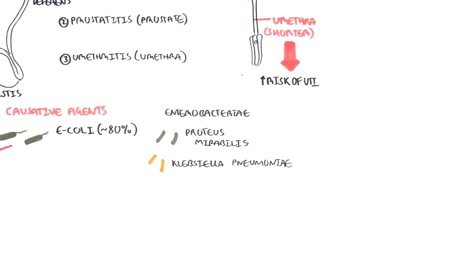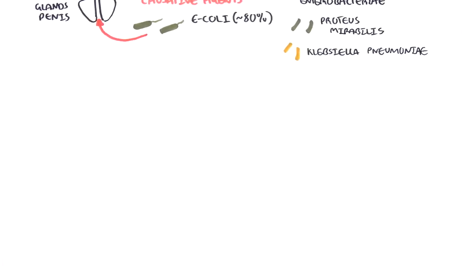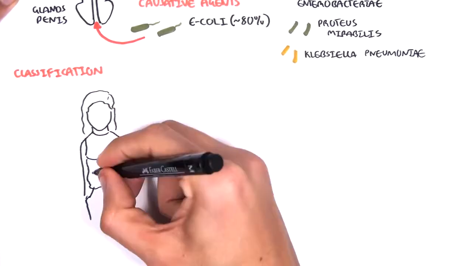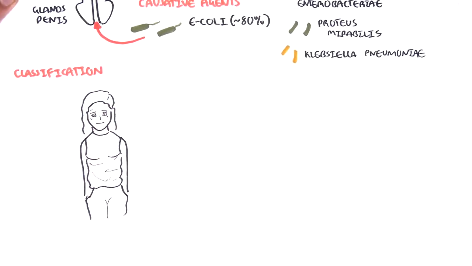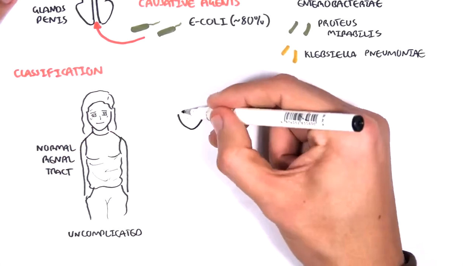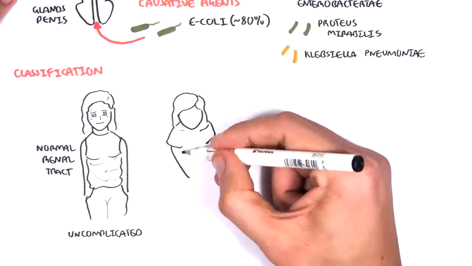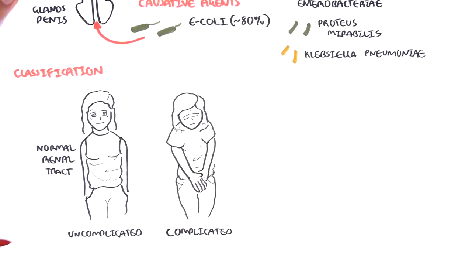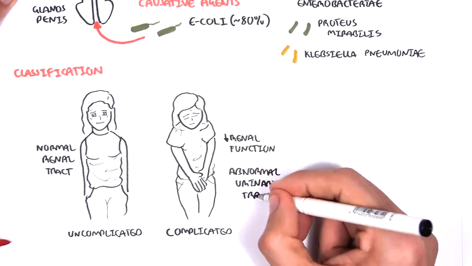Another way to categorize UTI is either being complicated or uncomplicated. To put it simply, in uncomplicated UTI, the renal tract and function are normal. With complicated, there is decreased renal function based on investigations and symptoms, and potentially is accompanied by an abnormal urinary tract.